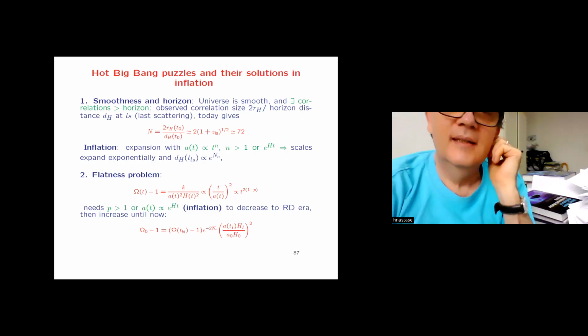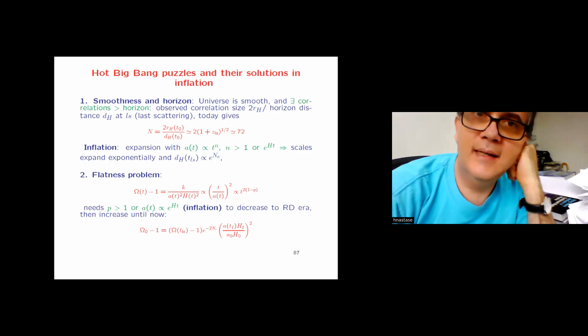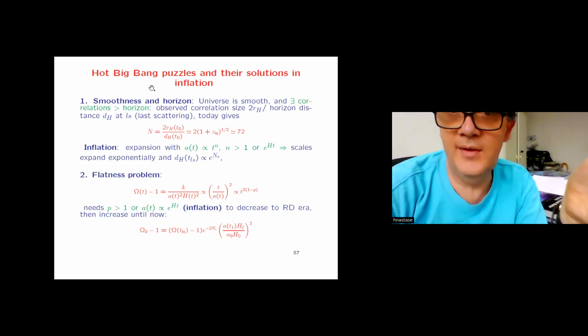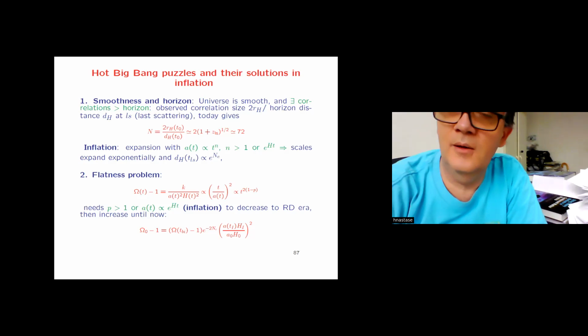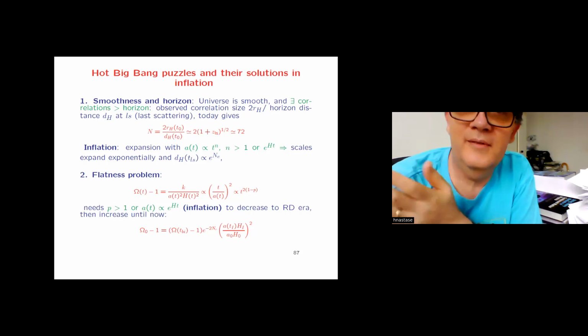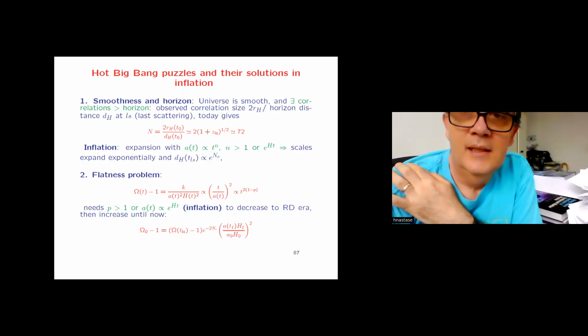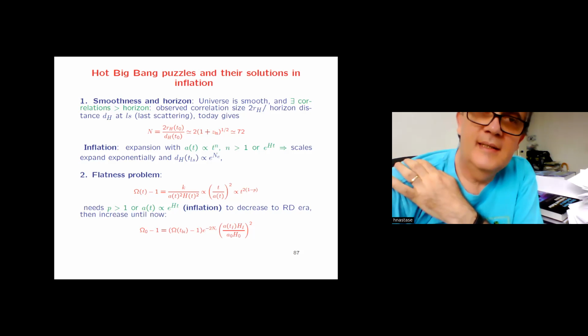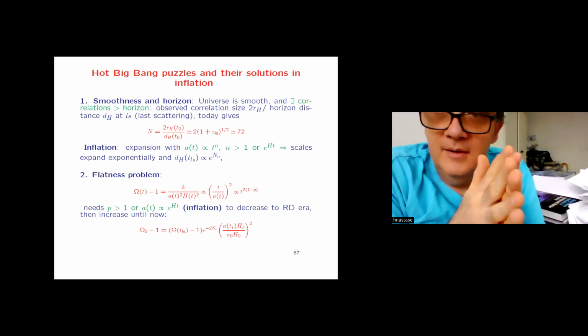What are the big puzzles of hot Big Bang? We'll first see how they are resolved in inflation, and then what happens in holographic cosmology. So the first is the smoothness and the horizon problem.